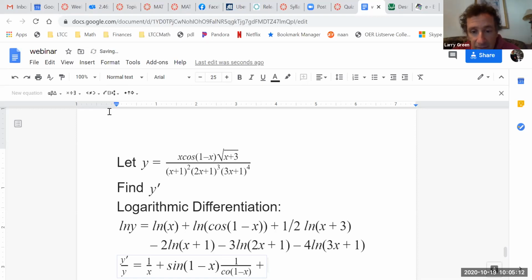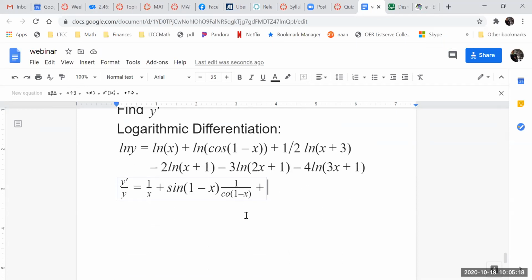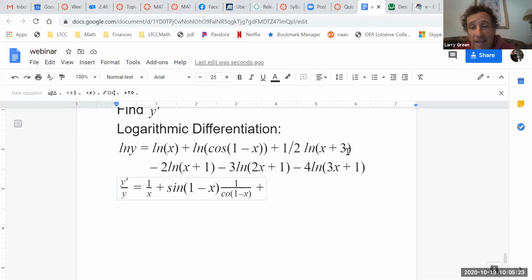Okay, then plus. We're going to have 1/2 the derivative of ln of x plus 3. The derivative of ln of x plus 3 is just going to be 1 over x plus 3 times 1 because it's chain rule. So it's going to be 1 over 2x plus 3.